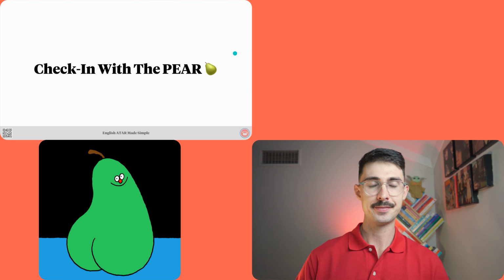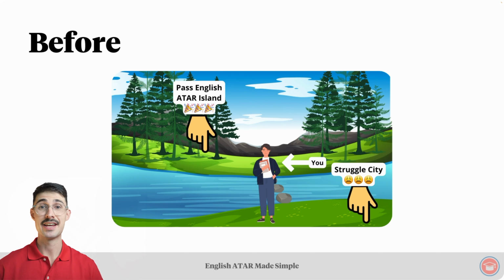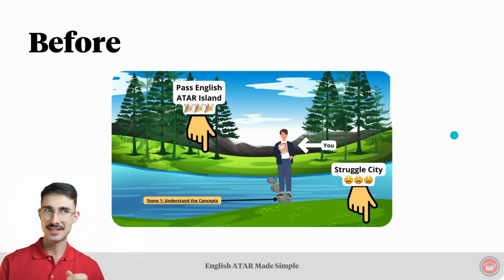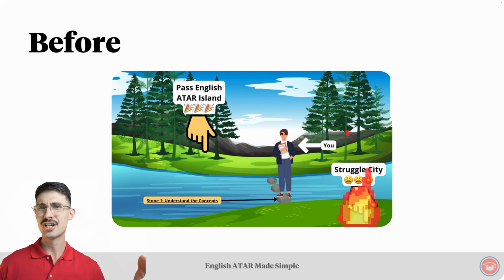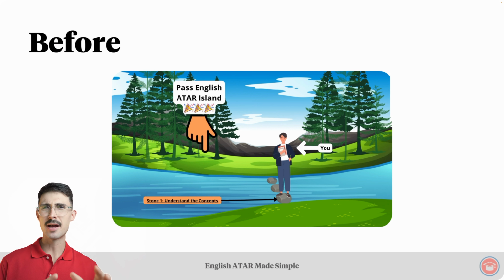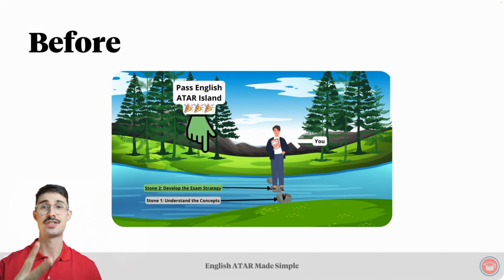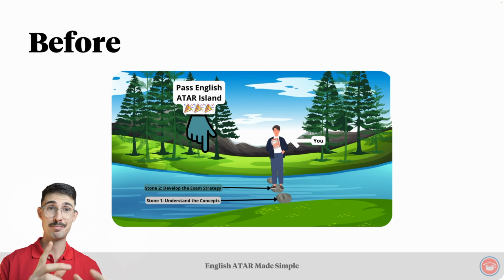How you going, pair? It's been a while. You know the drill by this stage. This was you before starting EAMS. The moment you started the first lesson in EAMS was the moment you left Struggle City and hopped on to Stone 1. Once you got to Stone 1, Struggle City burned down, so you can't go back there. Then, when you started Module 2, you crept a bit towards the back end of Stone 1. From there, the moment you started the first lesson in Module 3 was the moment you jumped from Stone 1 to Stone 2. That meant you got one big step closer to Pass English ATAR Island.